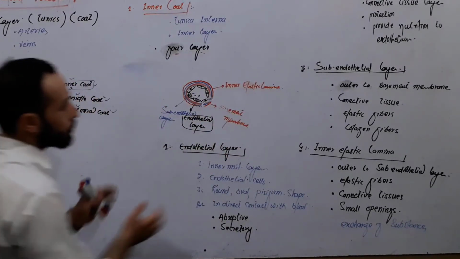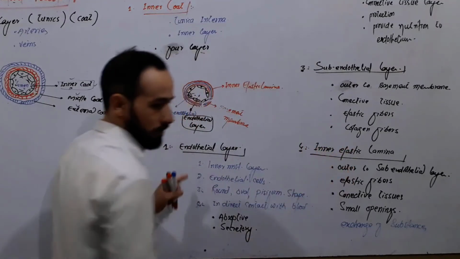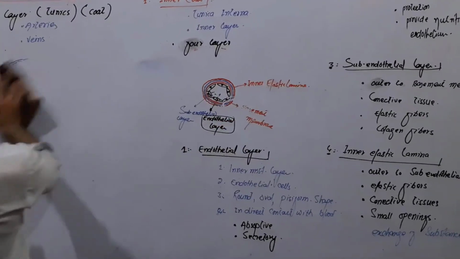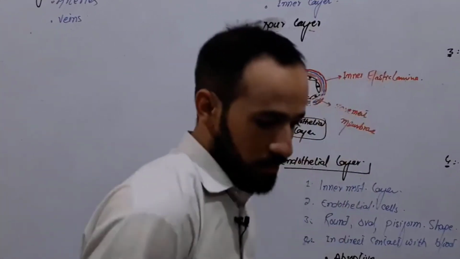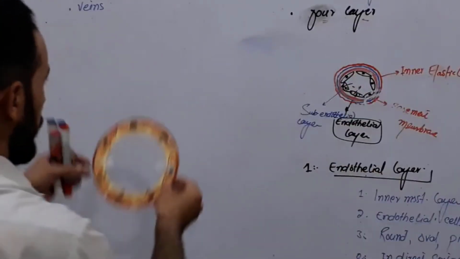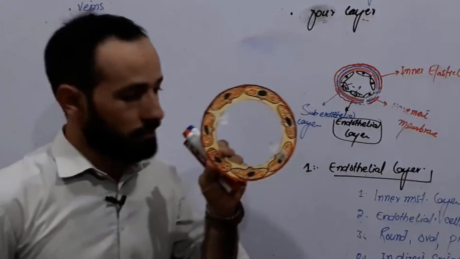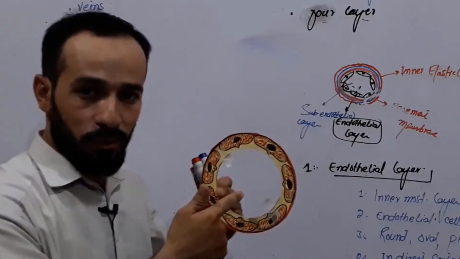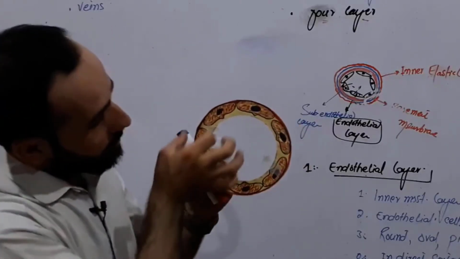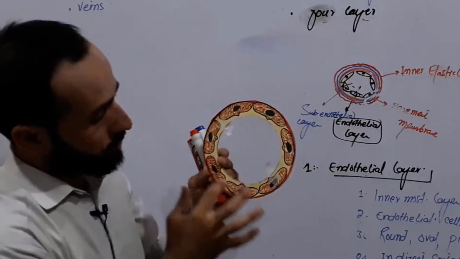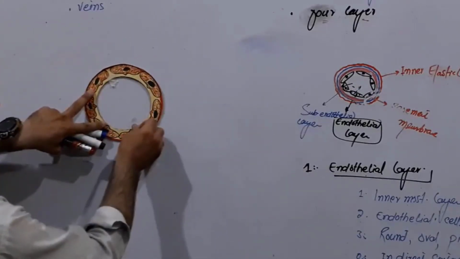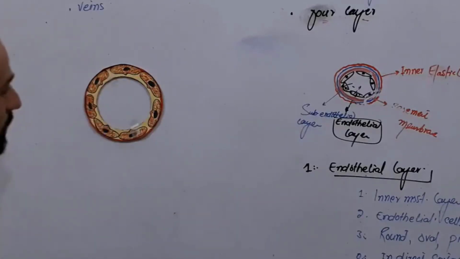Now let me show you this inner layer, what we have brought in front of you. Let me erase this diagram and show all these layers, right? Okay, friends. Now you can see that this opening is the lumen of the blood vessel, right? And this layer that you can see is made up of endothelial cells. So this is the first layer. Let us put it here. This is our first layer.